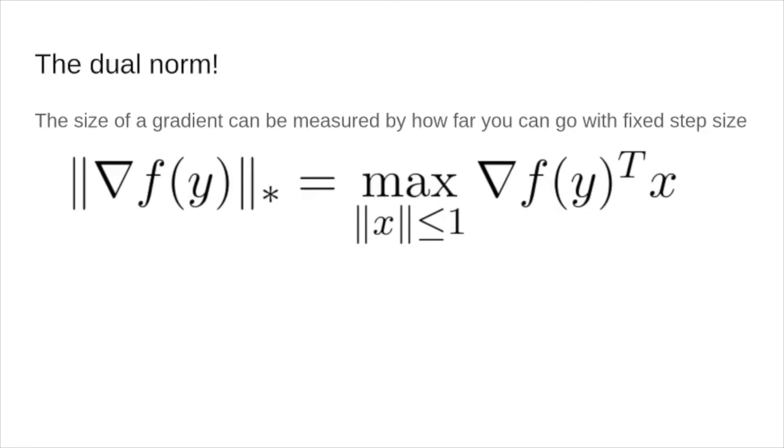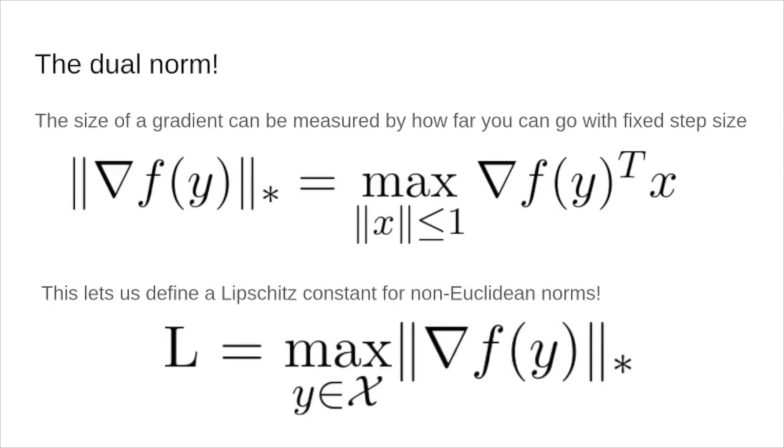And so for example, if our norm was the L2 norm, we'd be picking an x that is within the unit radius ball. But if it was the L1 norm, for example, we would be picking it from within everything that's bounded by distance 1 of the L1 norm, which is sort of more like a diamond shape. So that's the difference. So this lets us define a Lipschitz constant for non-Euclidean norms, which is great because we know that gradient descent depends on the Lipschitz constant, and maybe we can define a Lipschitz constant for different objective functions such that it doesn't have a dependence on the dimension.